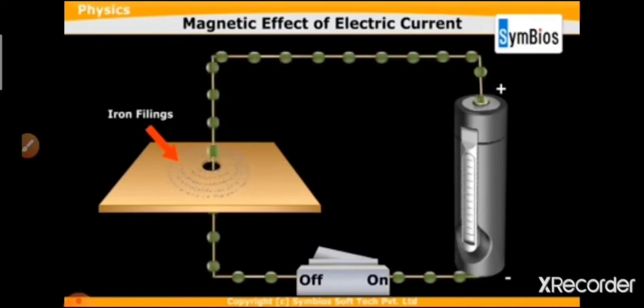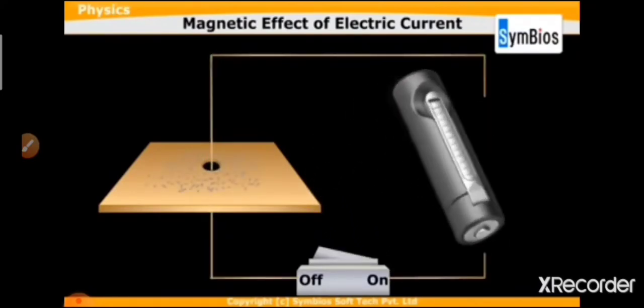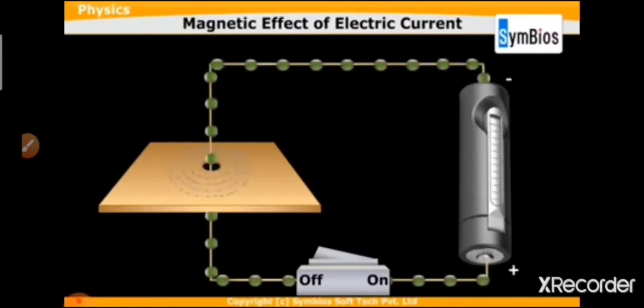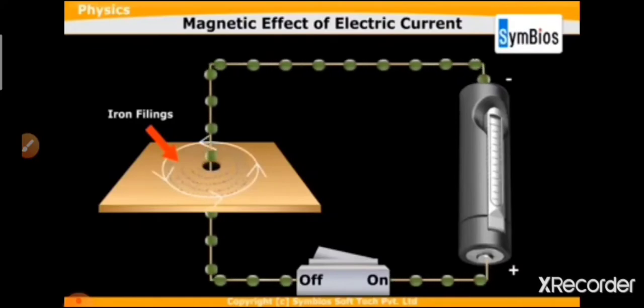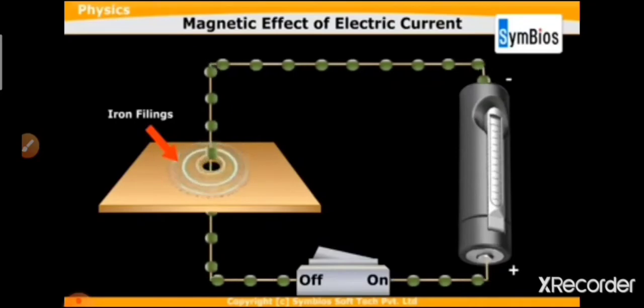Repeat the experiment by reversing the direction of flow of current. The iron filings arrange themselves in concentric circles around the conductor, but in the opposite direction. This is because the direction of the magnetic field changes when the direction of flow of current is reversed. In this experiment, we have seen the pattern of magnetic fields.